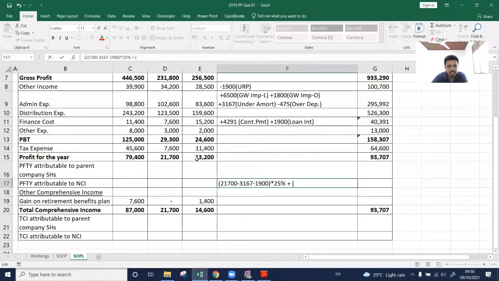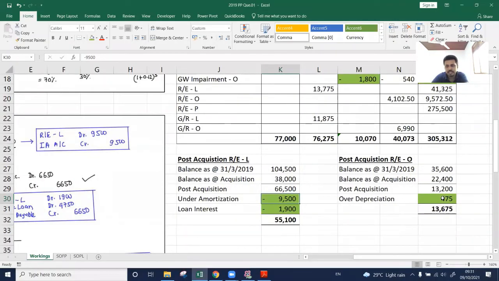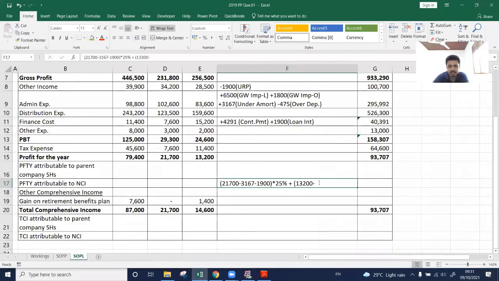So they have earned a profit worth 13,200. From that, what do we need to adjust for? Yes, over depreciation, 475. Not to deduct, but to add 475. Because too much was shared out, this figure is lower, so we need to increase it. That is why we have added 475.